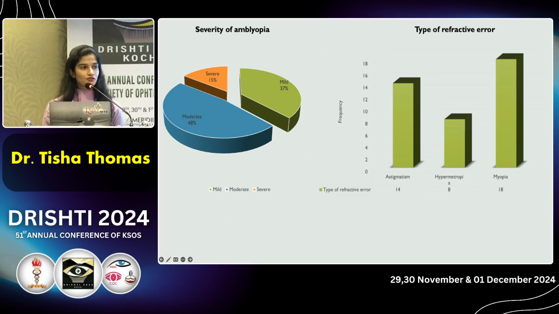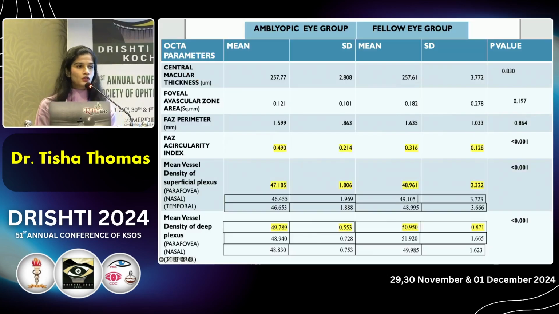Regarding the type of refractive error, we had more of myopes followed by astigmatism and followed by hypermetropes. Now coming to the OCTA parameters which we studied. So first one was central macular thickness. We didn't have any significant change in both eyes. And regarding the foveal avascular zone, that is area and perimeter, same, we didn't find any significant difference. Whereas in the acircularity index, we found that there is an increase in acircularity index in the amblyopic eye group when compared to the fellow eye group.